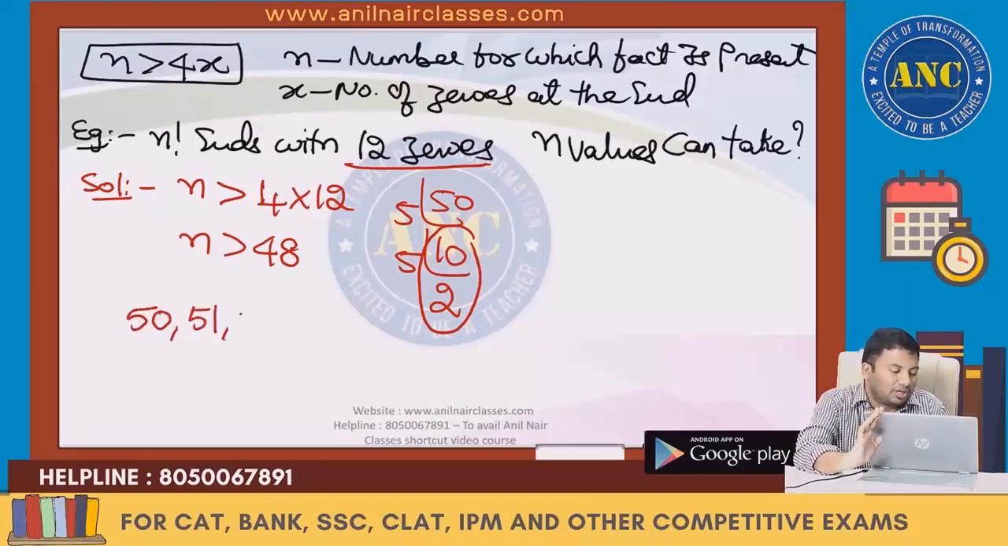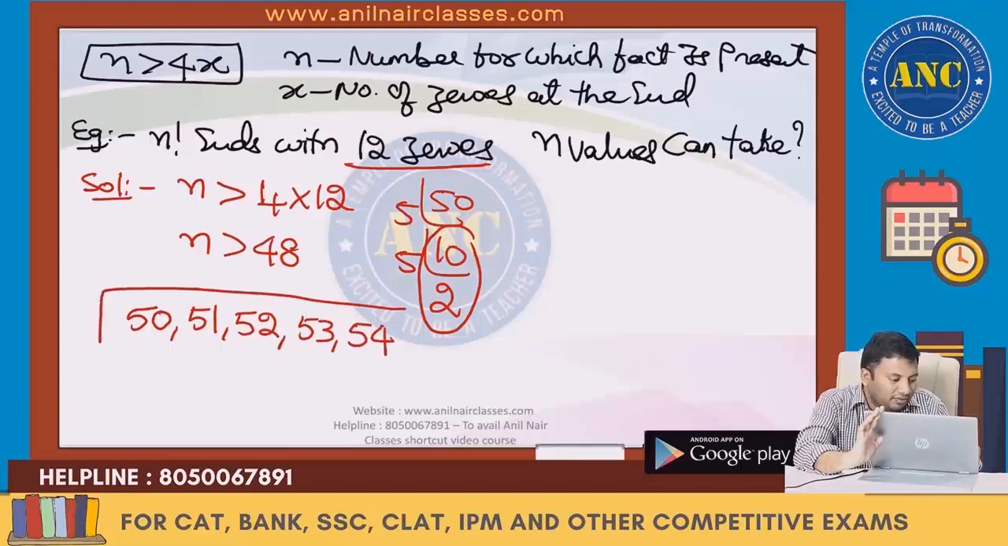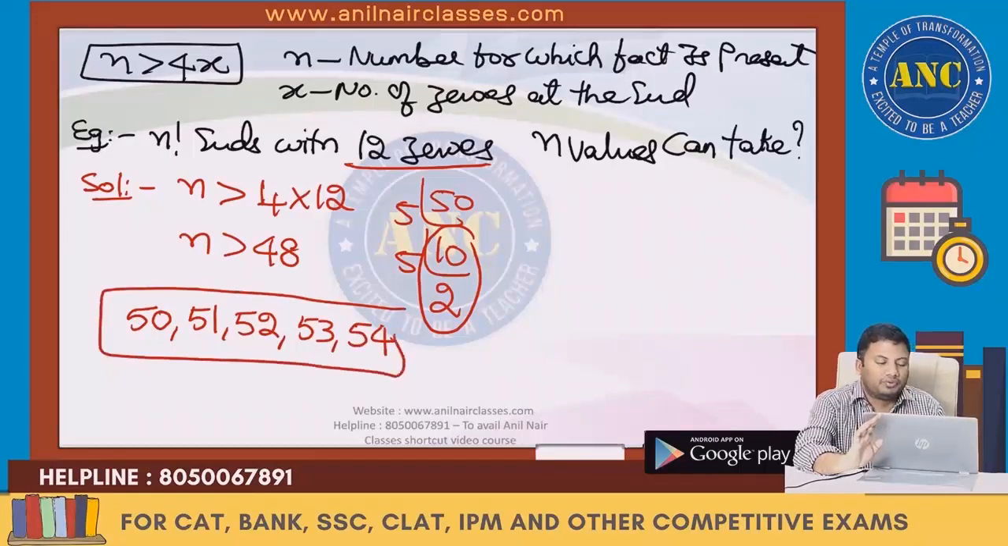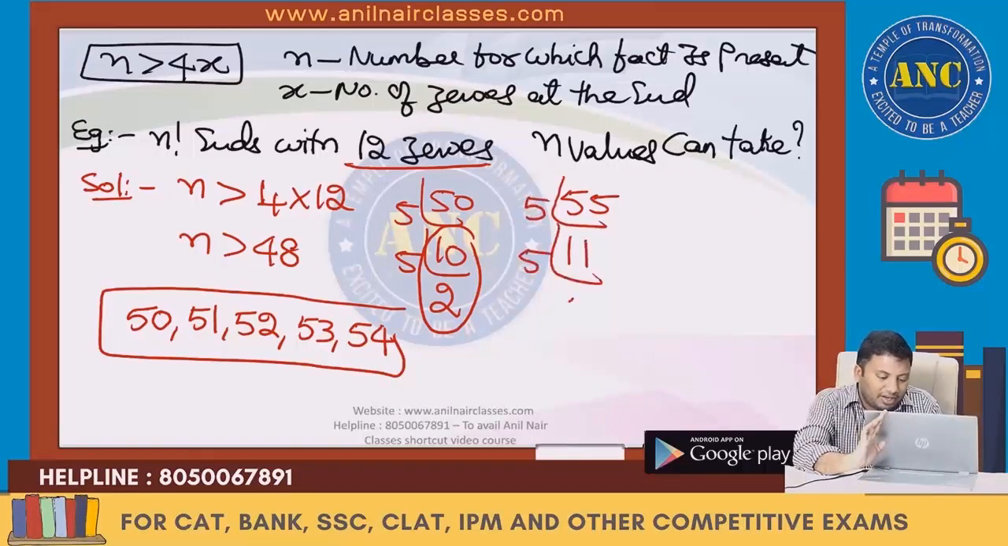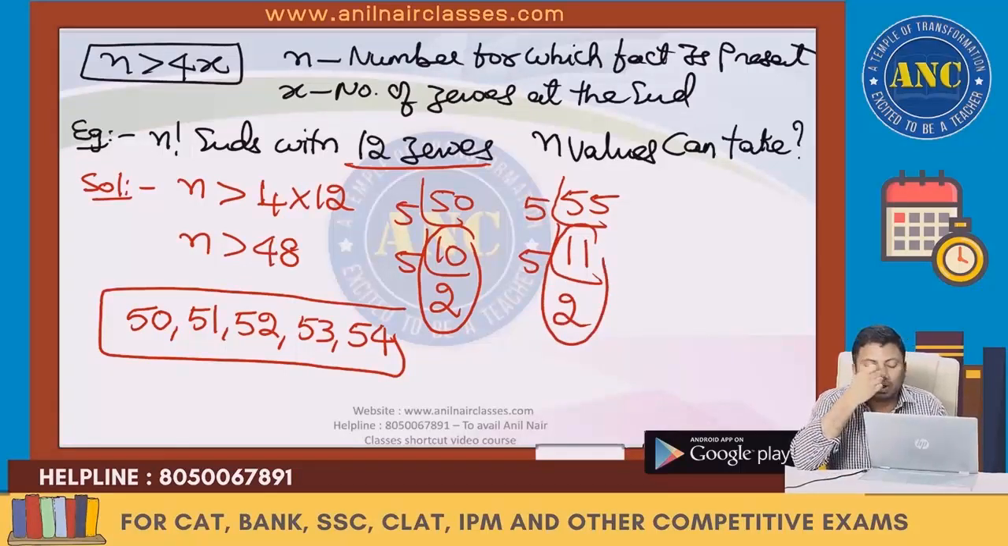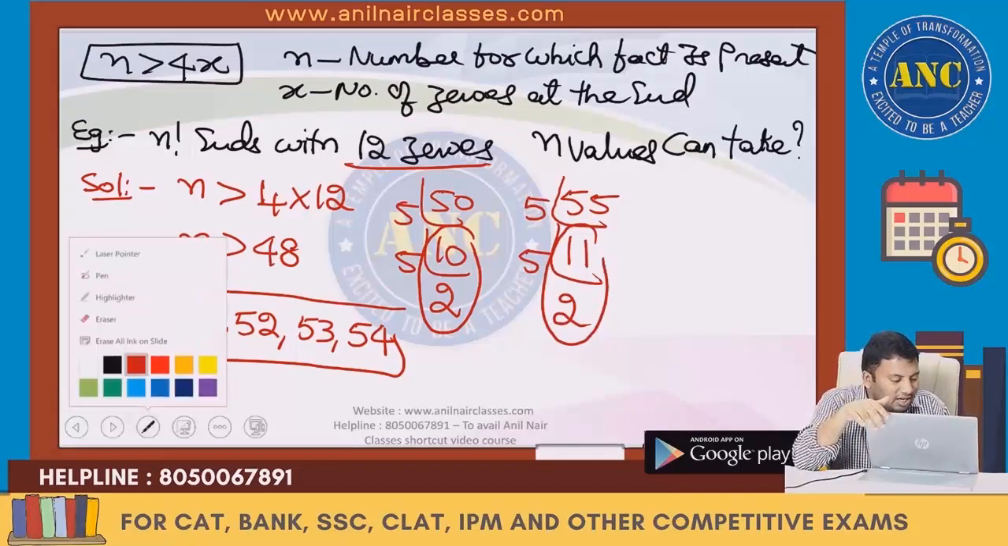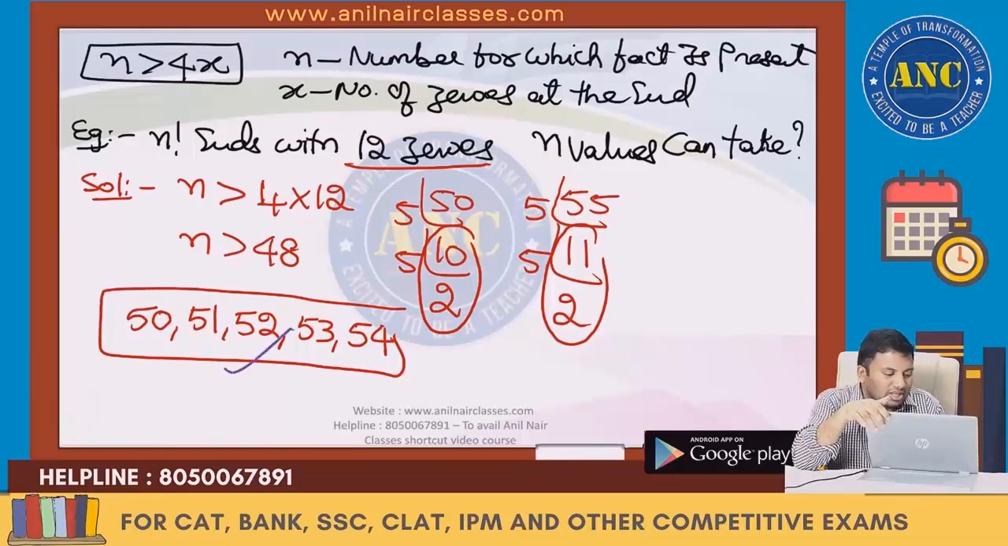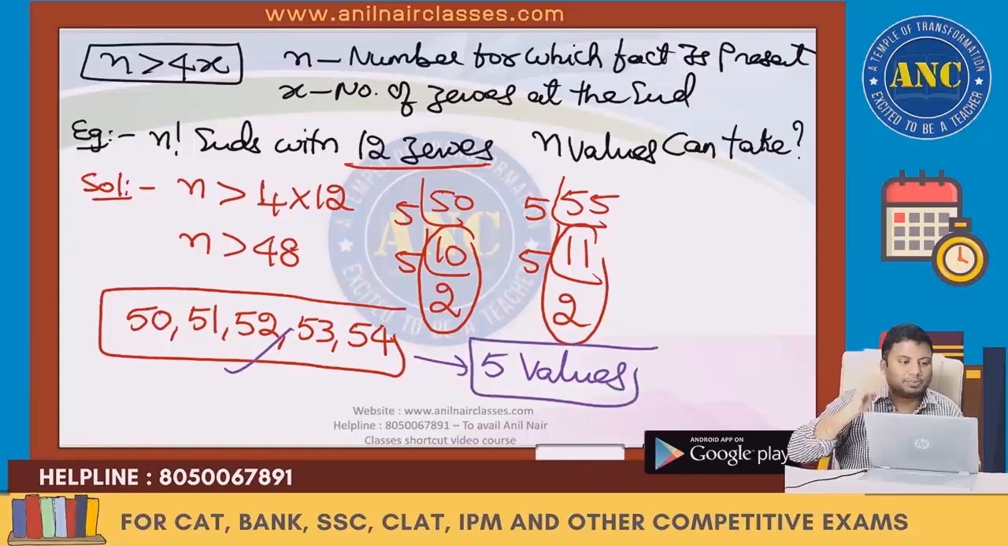51 will have 12 zeros at the end. 52 will have, 53 has got, and 54 has got. 50, 51, 52, 53, 54. Because if I take 55, 5 11s are 55, 5 2s are 10. 11 plus 2 is 13. I want only 12 zeros at the end. So there are 5 values which will have 12 zeros at the end. I hope the concept is clear.